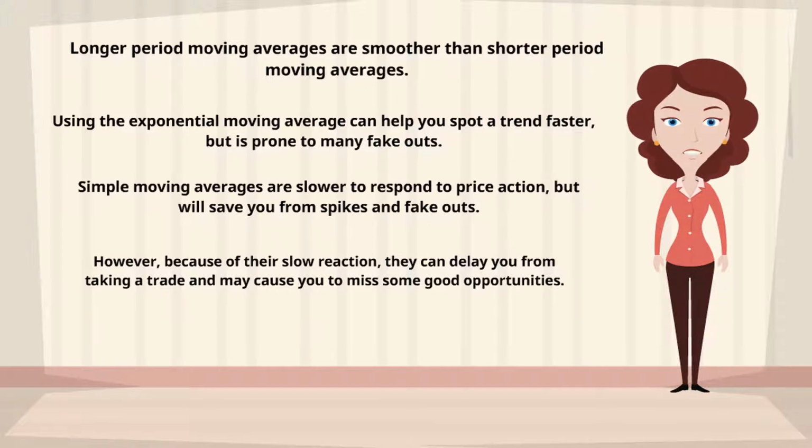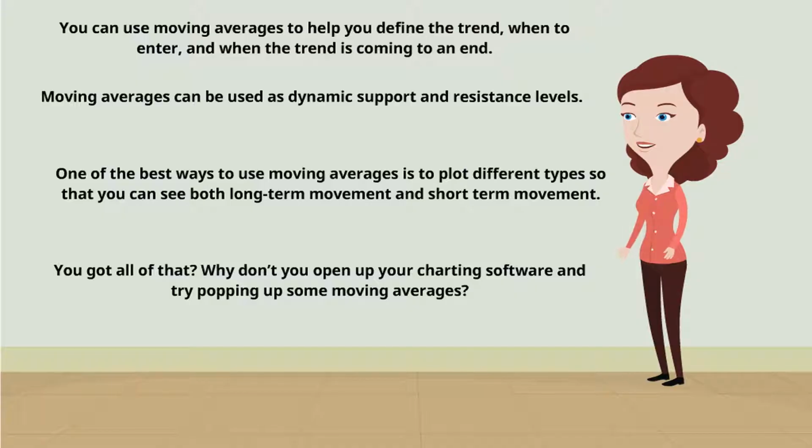Using the exponential moving average can help you spot a trend faster, but is prone to many fakeouts. Simple moving averages are slower to respond to price action, but will save you from spikes and fakeouts. However, because of their slow reaction, they can delay you from taking a trade and may cause you to miss some good opportunities. You can use moving averages to help you define the trend, when to enter, and when the trend is coming to an end. Moving averages can be used as dynamic support and resistance levels. One of the best ways to use moving averages is to plot different types so that you can see both long-term movement and short-term movement.